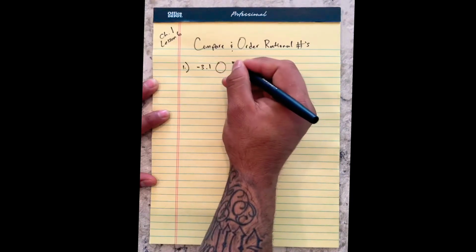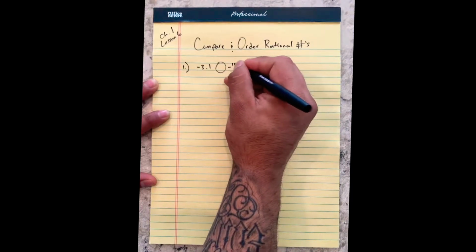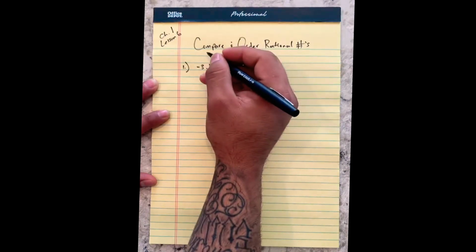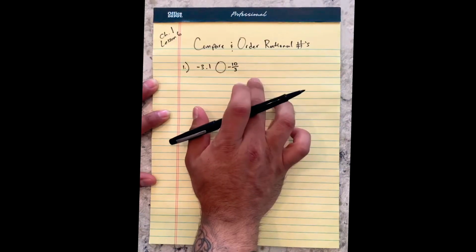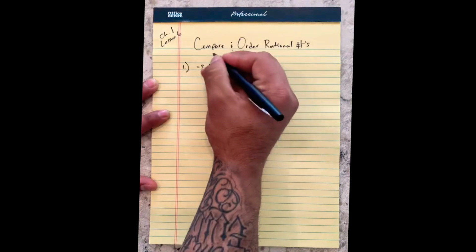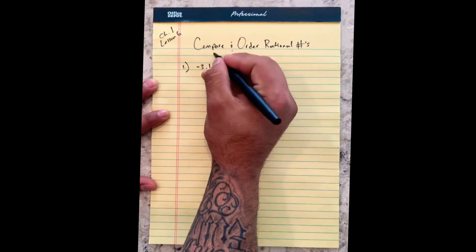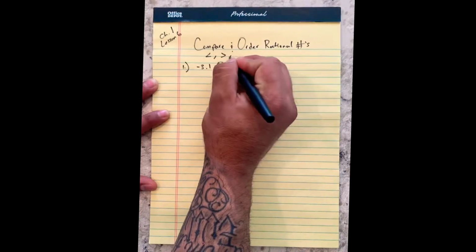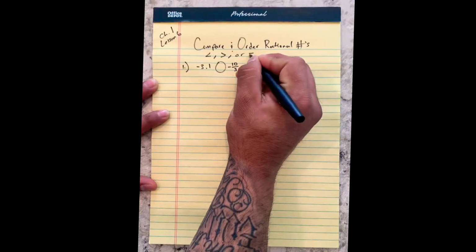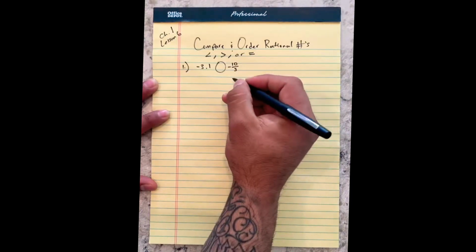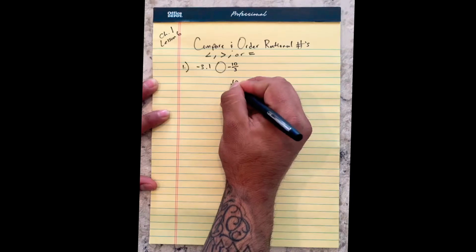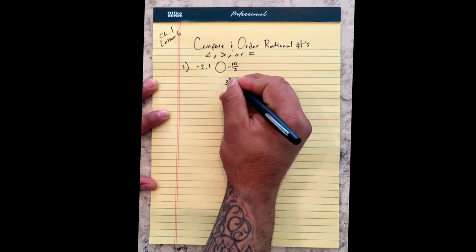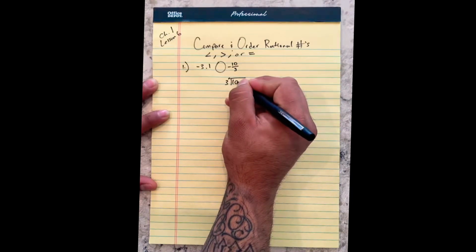So we're going to be using the symbols greater than, less than, or equal to. See, number 1 is negative 3 1/10, and you're comparing it to a negative 10/3. Remember, when you're comparing a decimal to a fraction, turn that fraction into a decimal.